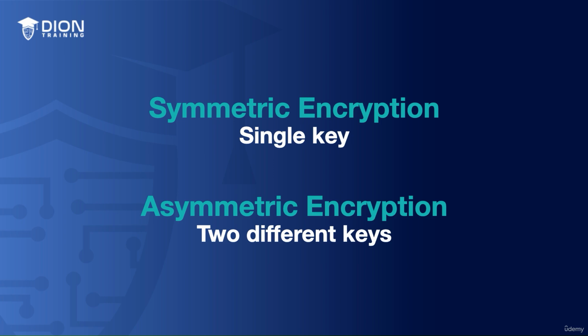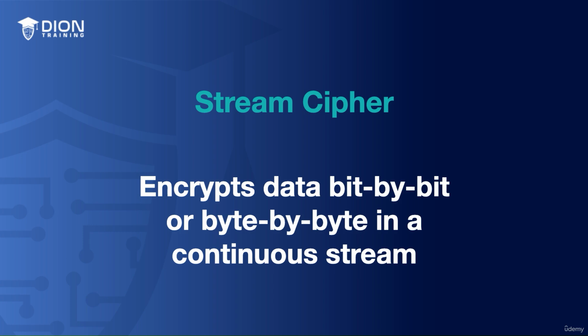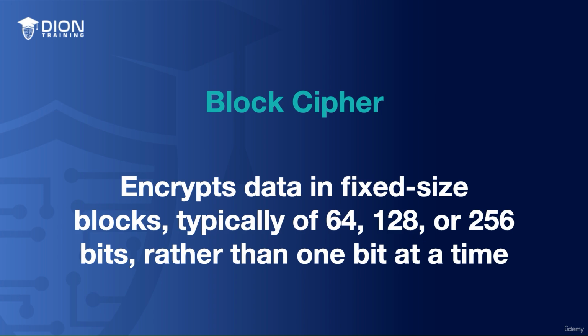So remember, symmetric encryption is a method of encryption where the same key is used for both the encryption and decryption of data. Asymmetric encryption, on the other hand, is a system of encryption in which two different keys are used, one for encryption and one for decryption. There are also two different types of ciphers that we can use. These are stream ciphers and block ciphers. A stream cipher is an encryption algorithm that encrypts data bit by bit or byte by byte in a continuous stream. A block cipher, on the other hand, is an encryption algorithm that encrypts data in fixed-size blocks that are typically sized as 64, 128, or 256 bits in a block, rather than doing one bit at a time.